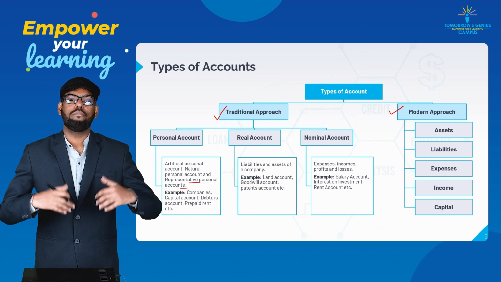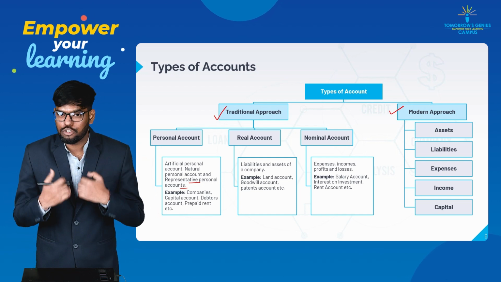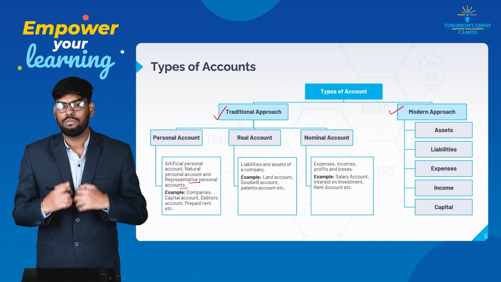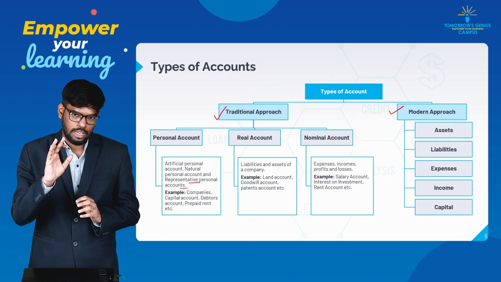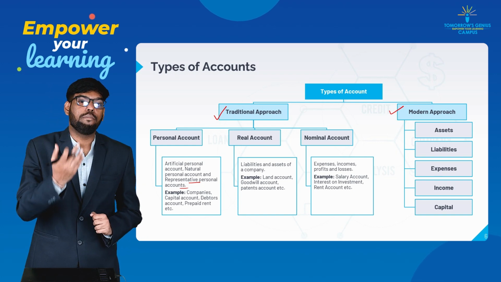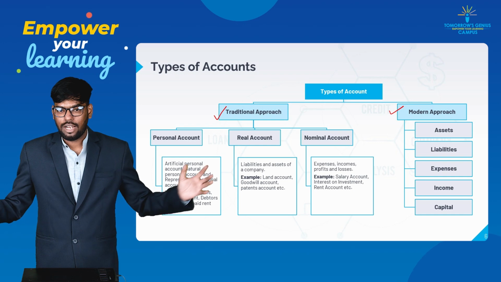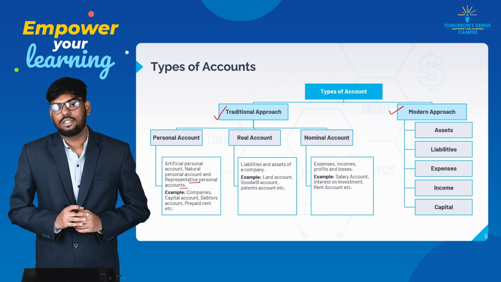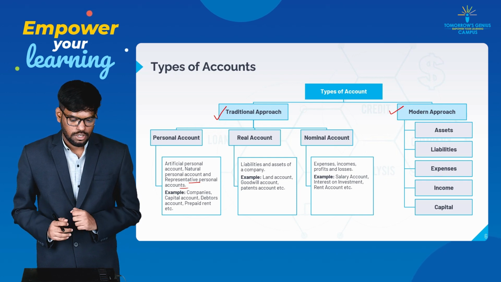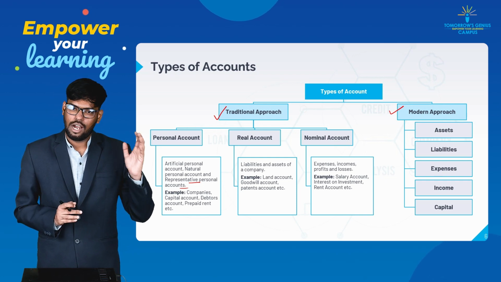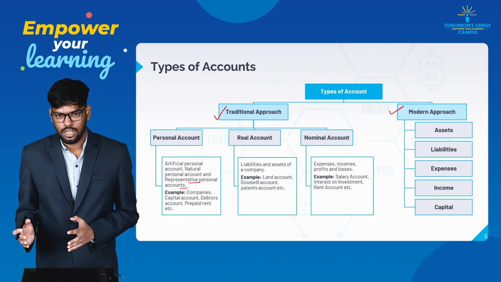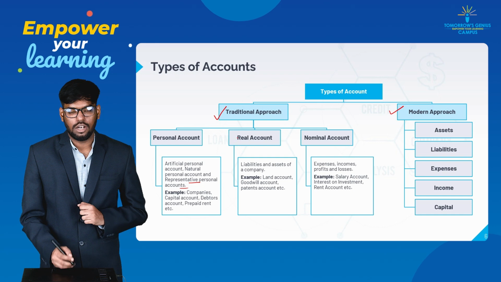Similarly, there are n number of suppliers who are supplying goods to me on a regular basis. Suppose I am purchasing goods on a credit basis, it means I have to make the payment to them after some period of time. So collectively, all those suppliers are known as creditors. So the personal account includes an artificial person, a natural person, as well as a representative personal account.